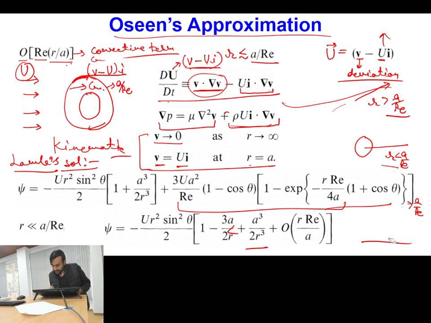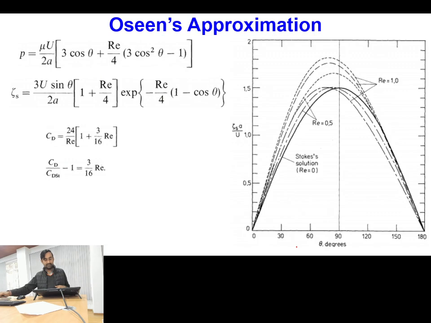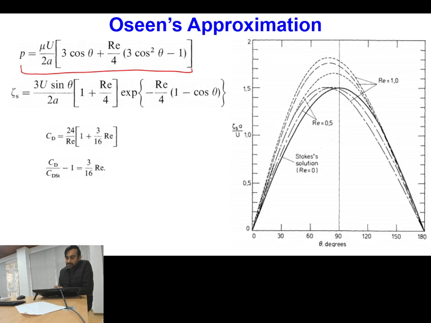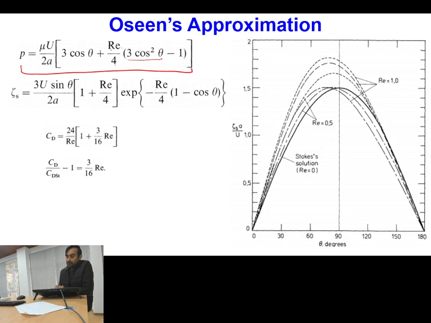Now here you can see that if my r is very, very small in comparison to a by Re, then the value of psi is again approaching the Stokes solution, and this is the order of the neglected term, which is Reynolds number into r by a. Now here you can see one interesting fact: earlier your pressure field only had the first part. Now the pressure field has Reynolds number by 4 into 3 cos square theta minus 1. Similarly, if you calculate the surface vorticity, it also has this particular addition of the Reynolds number. What is its effect?